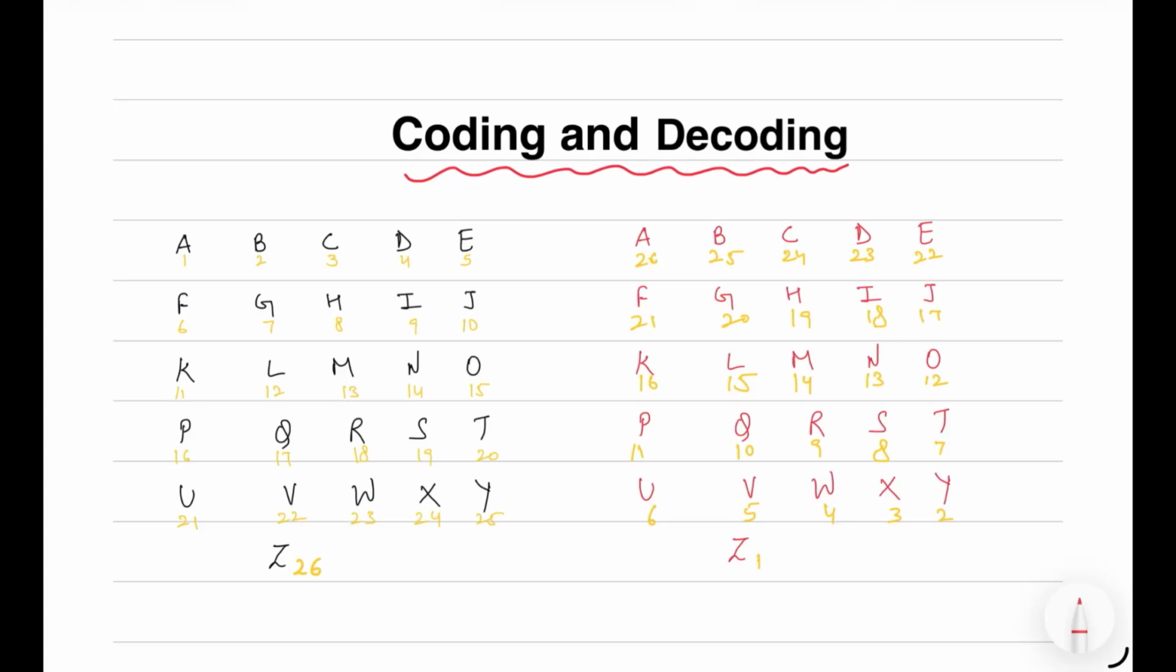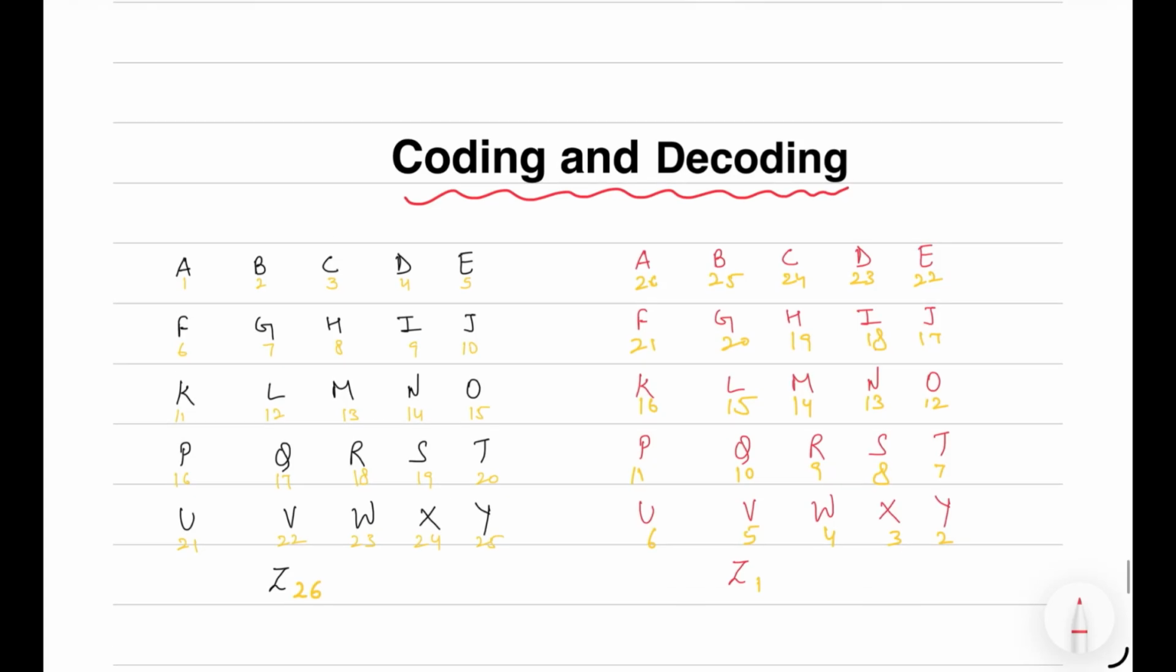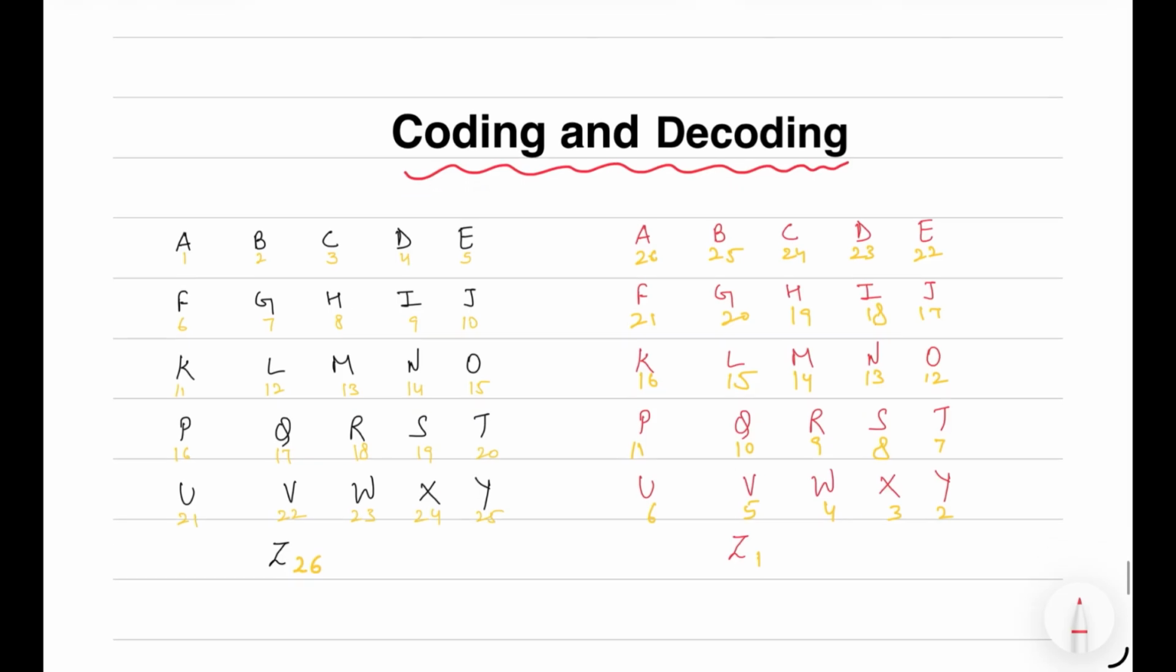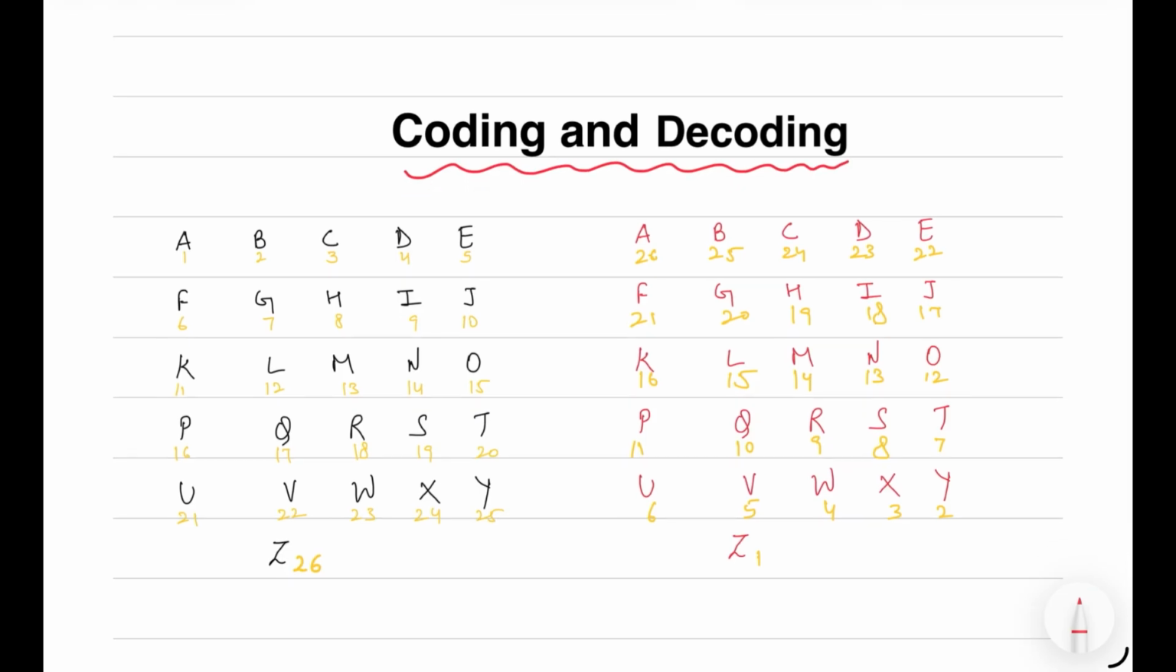Coding and decoding. In last year's CSAT question paper, we had 4 questions from the coding and decoding section, and in 2024 there are 3 questions from this part.